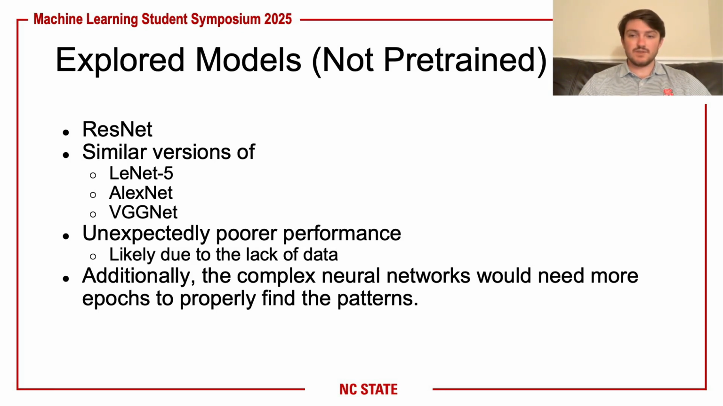This was likely due to the lack of data, as these models were one, larger, and two, trained on ImageNet, which had 1 million plus images, where we had a fraction of that. So likely we would have needed a whole lot more data, and as well more epochs to be able to properly find the patterns using these compressed custom models.